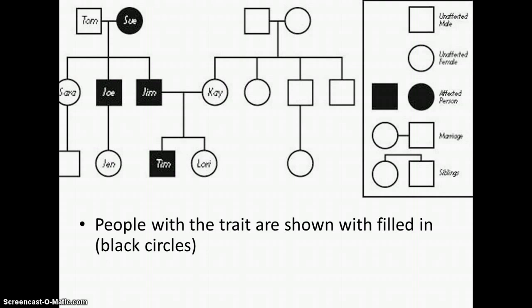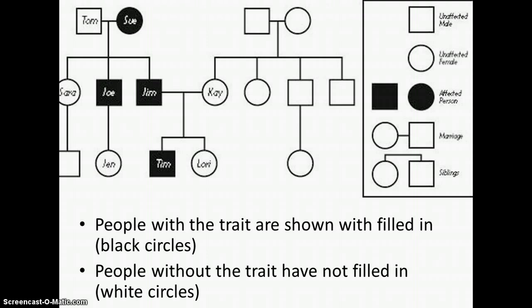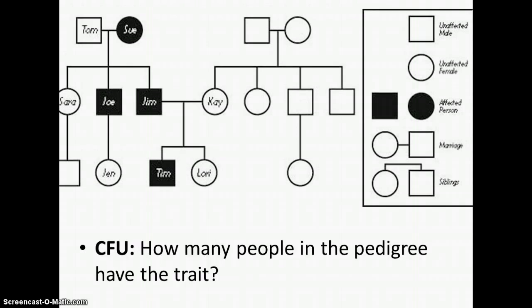In this pedigree, people who have the trait, again, whatever it is, are filled in. So in this pedigree, for example, Sue, Joe, Jim, and Tim all have the trait, and none of the other people in the family do. People without the trait have circles that are not filled in. Go ahead and check yourself, make sure you know the difference between people who have it and people who do not.